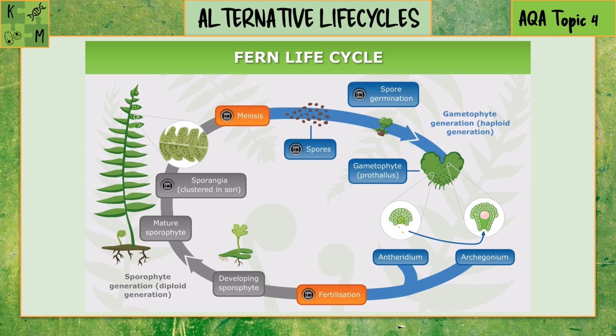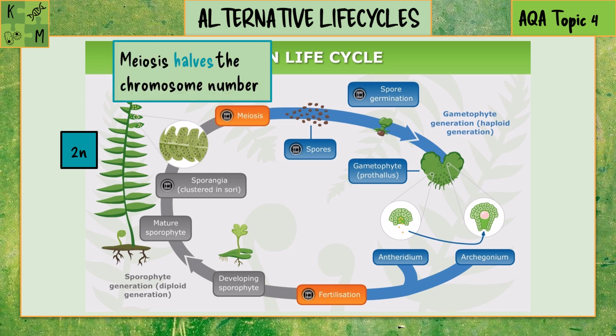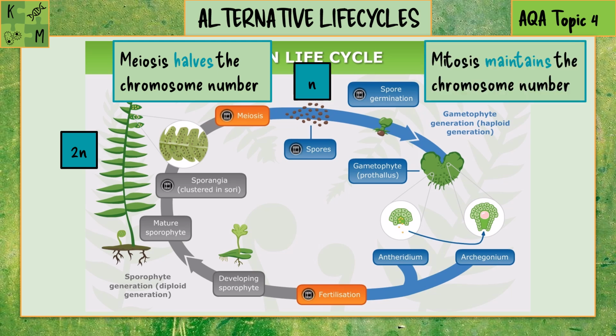Within the adult fern, we find a diploid chromosome number of 2n. Spores are produced by meiotic division, therefore halving the chromosome number to become n. These spores then divide by mitosis, which maintains the chromosome number, producing a multicellular state consisting of haploid cells and a chromosome number of n.